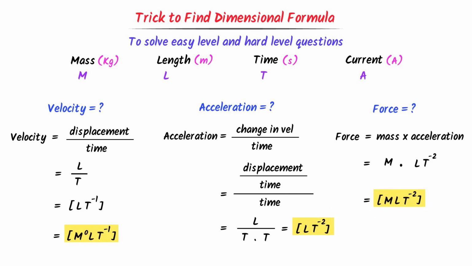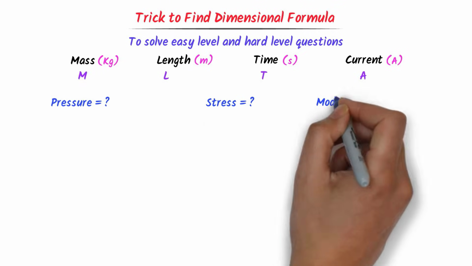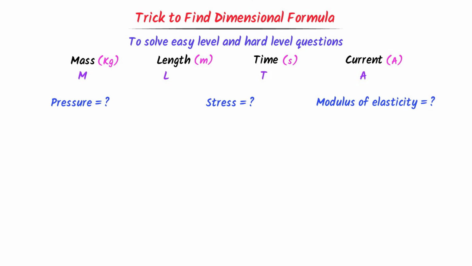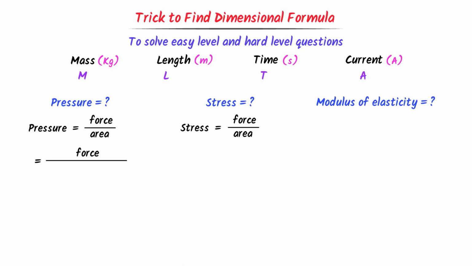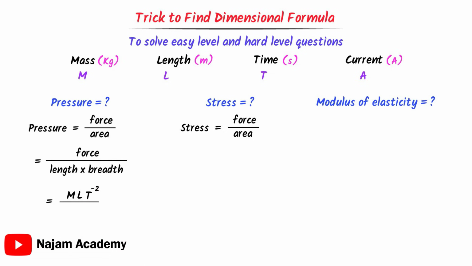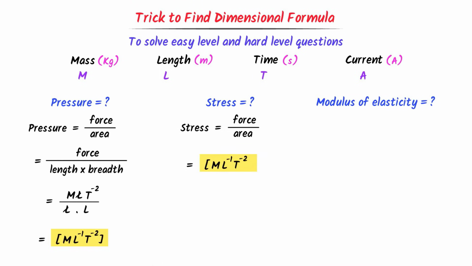Now consider these hard level questions. Find the dimensional formula of pressure, stress and modulus of elasticity. Well, we know that pressure is equal to force upon area, and that of stress is force upon area. Now I write force upon area, and area is equal to length into breadth. We have already calculated the dimensional formula of force, which is M L T^-2. The dimensional symbol of length and breadth is L and L. This L and this L squared cancel out. I get M L^-2 T^-2. Hence the dimensional formula of pressure and stress is [M L^-2 T^-2].